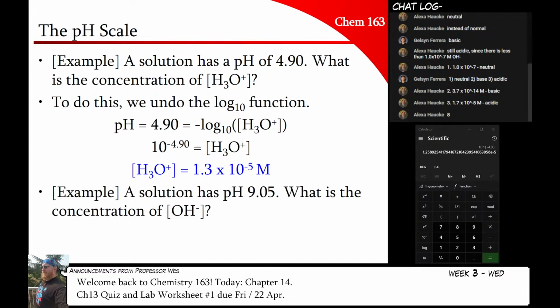All right, let's have you try this. I have a solution that's pH 9.05. What's the concentration of hydroxide? Ha ha ha, you have to play with Kw. I like that I get to do all the easy examples, and then you have to do the Kw nonsense. So, go ahead and solve this. I'll give you about 3 minutes, I think is probably appropriate. So, we'll check back at that.